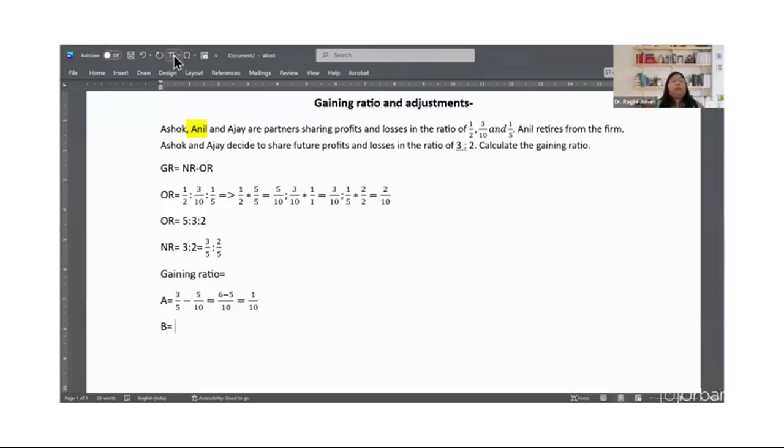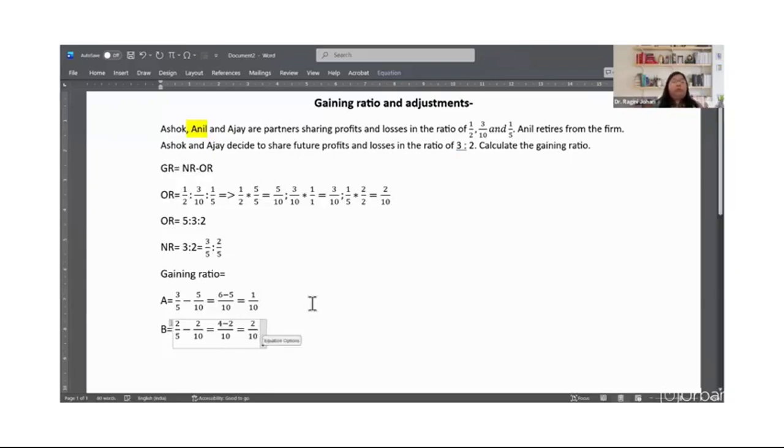Talking about B, now let's do the calculation in the same way. For B, new ratio is 2 upon 5 and old ratio is 2 upon 10. So here also, 5 2s are 10, 2 2s are 4, minus 10 1s are 1, and 2 1s are 2. So this is 2 upon 10.